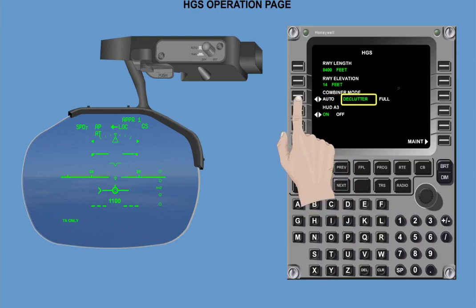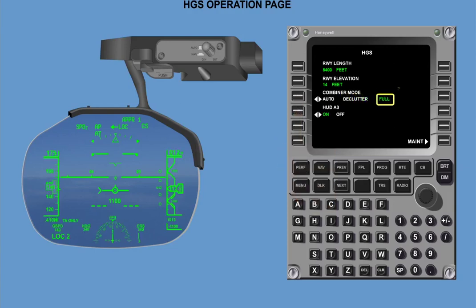Declutter. Manually declutters the airspeed tape, altitude tape, and the HSI during any flight phase. Full. Manually forces the full symbology display after an automatic or manual removal of the tapes and the HSI.